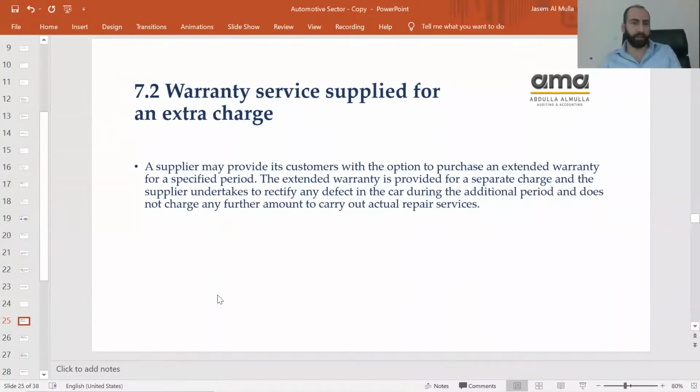Warranty service supply for an extra charge. A supplier may provide its customers with the option to purchase an extended warranty for a specific period. The extended warranty is provided for a separate charge, and the supplier undertakes to rectify any defect in the car during the additional period and does not charge any further amount to carry out actual repair services. Also, the supply of an extended warranty is a taxable supply of services, which is subject to VAT at 5%.